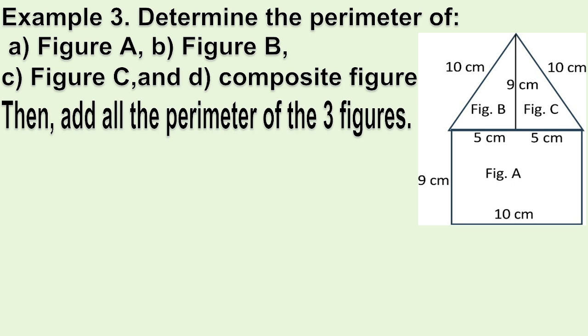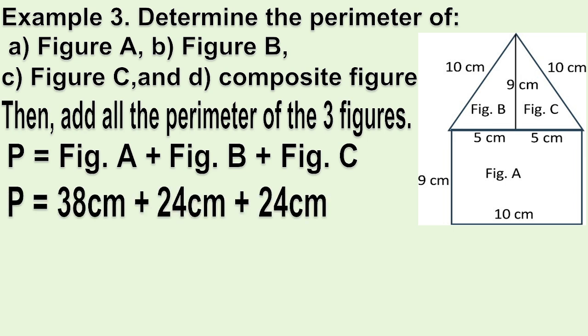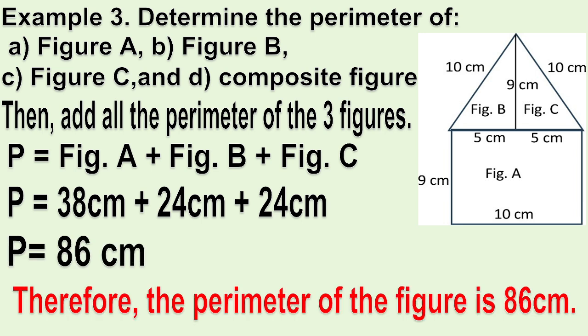Then, add all the perimeters of the three figures. Figure A plus figure B plus figure C. So 38 centimeters plus 24 centimeters plus 24 centimeters equals 86 centimeters. Therefore, the perimeter of the figure is 86 centimeters.